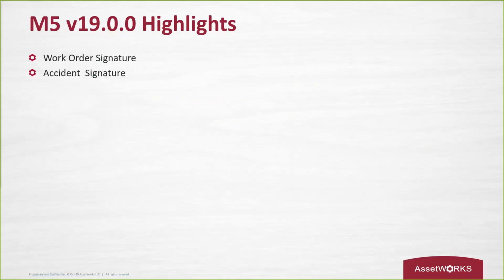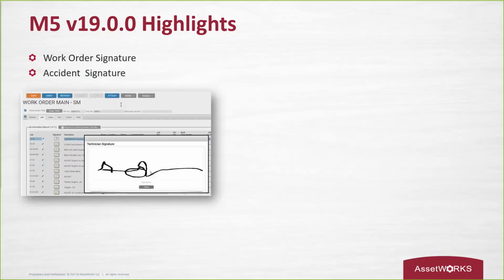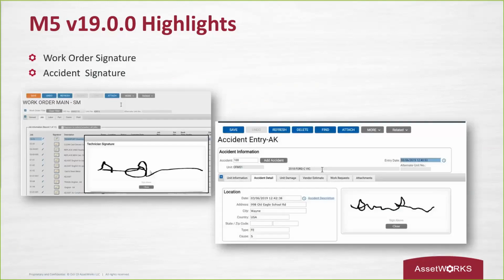We also have a new control for work order signature and also accidents. So you can capture a signature now on the work order main or accident entry by adding that control. If you're using a mobile device, you use your finger to add your signature. This could also be used on a PC using a mouse.